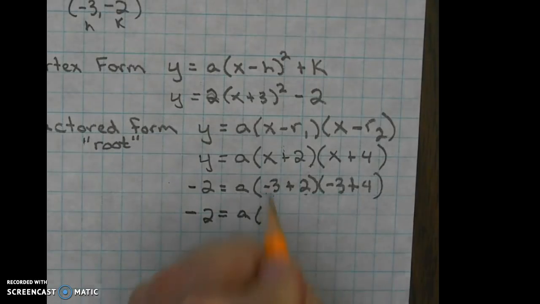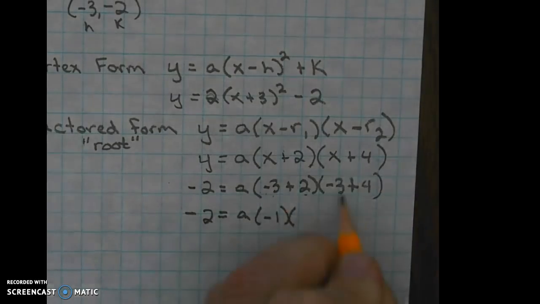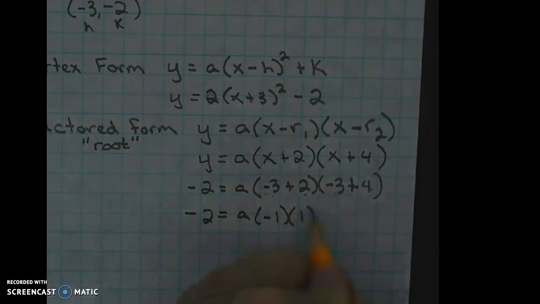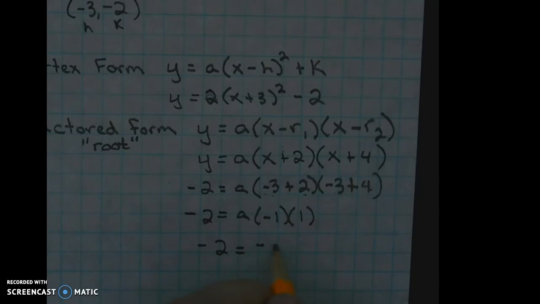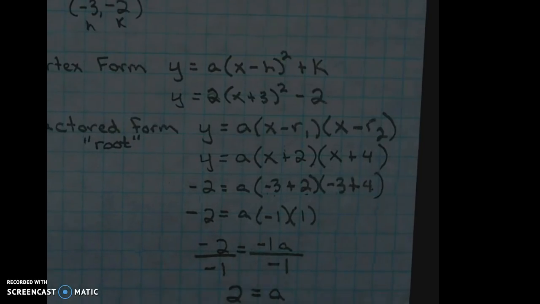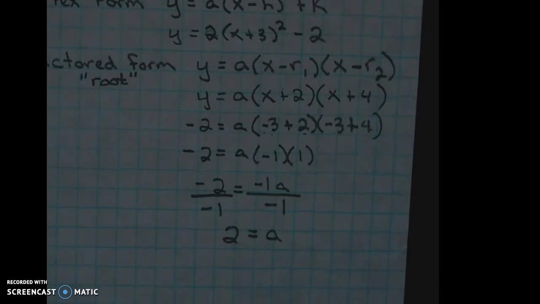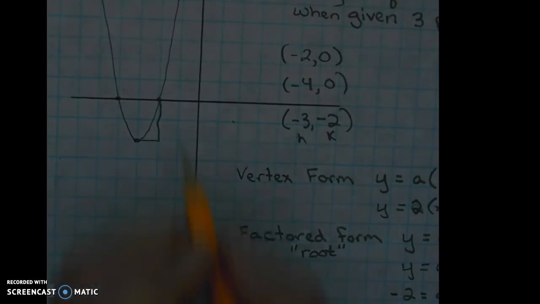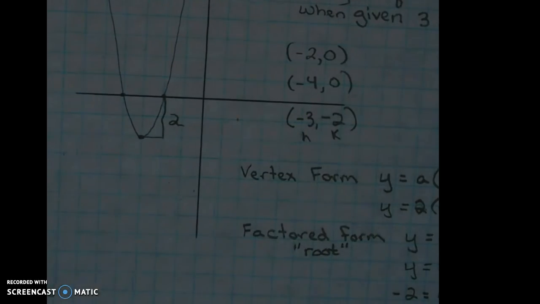So this gives us -1. This gives us +1. So we end up with -1a equals -2. Divide by -1, and there's our a value, which we already knew because these points are based on this graph, and we got our a value right here.